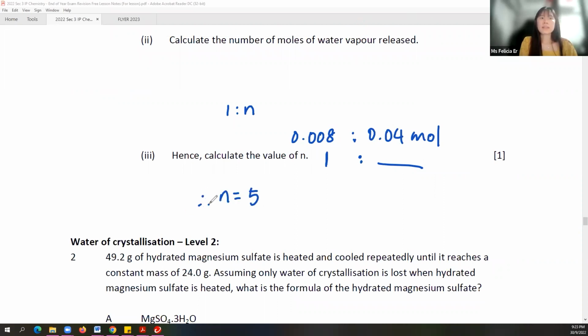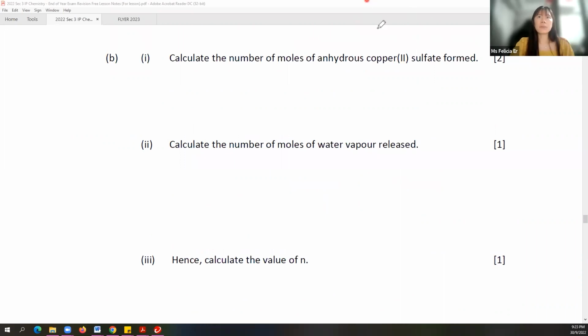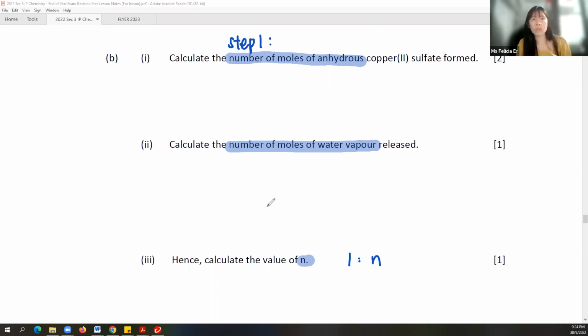Okay, just to let you know, try to remember that whenever it's a water of crystallization question, there are standard 3 steps. Usually number 1, you find the number of moles of the anhydrous first. Step 2, the number of moles of water. Then you do the ratio of 1 is to something. Sometimes for water of crystallization questions, they're not so nice. Right now, part 1, part 2, part 3 are hand-holding you for this question. So that's why I say this is just a level 1 question, it's easy.